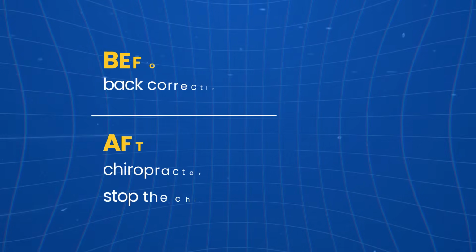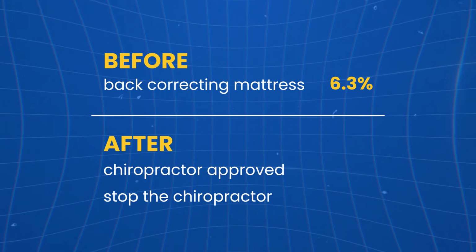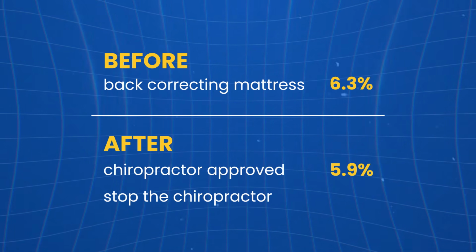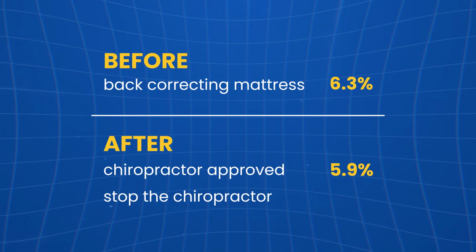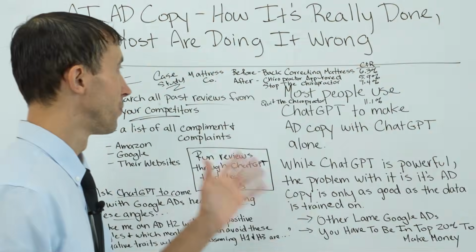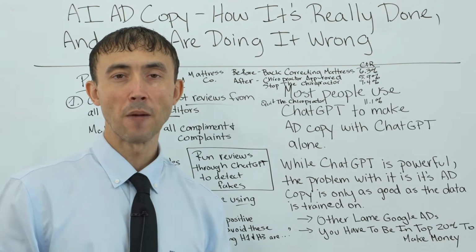Whereas "back correcting mattress" in the headline 2 position only got a 6.3% click-through rate, "chiropractor approved" got a 5.9, so it did not beat the control. "Stop the chiropractor" got a 7.4% click-through rate, and it did beat the control by a good, as you see there, 20% or so. Most people would have just stopped right there.